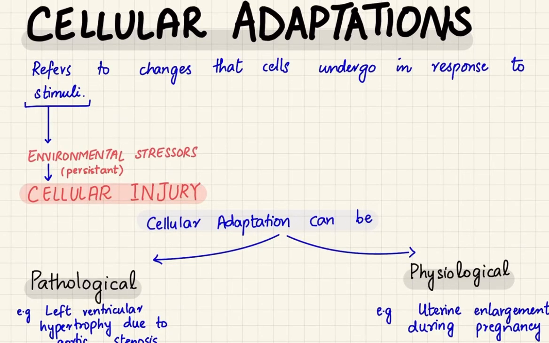Welcome to this discussion on cellular adaptations. Now, cellular adaptation refers to the changes that a cell undergoes in response to stimuli or stress. Now, this stimulus or stress, if persistent, can lead to cellular injury, but before that, the cell tries to cope with the new environment and undergoes a process called cellular adaptation.